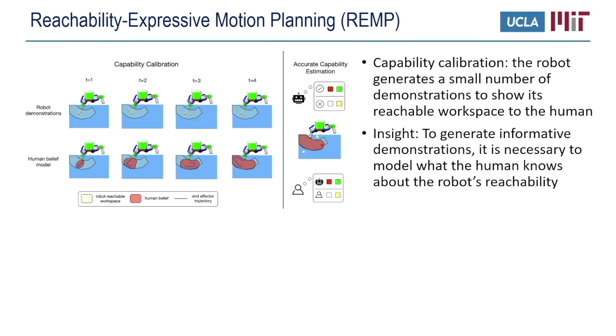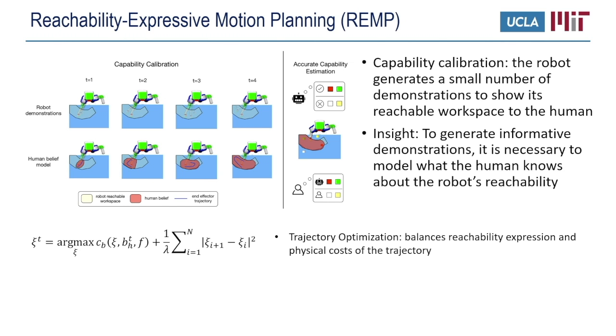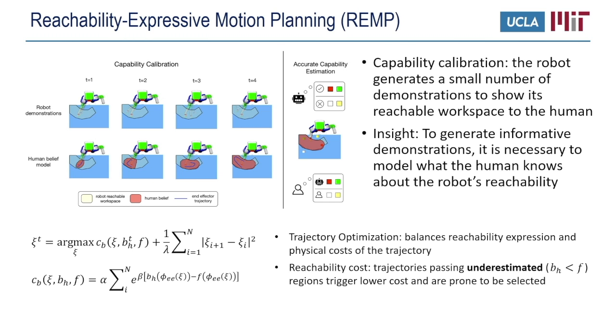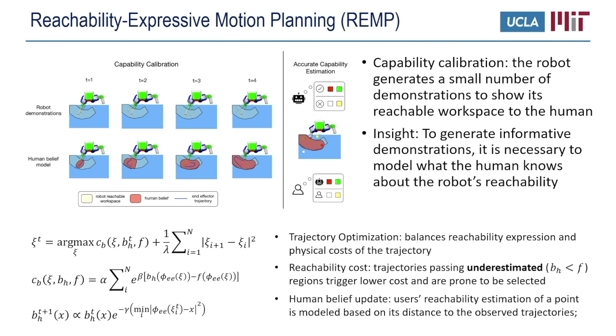To this end, we propose REMP, a reachability expressive motion planning algorithm. This is based on optimizing the trajectory to balance the reachability expressive cost and the physical cost. The reachability expressive cost would encourage the end effector to move to regions where the capability is underestimated. The user's belief of a point's reachability is modeled based on its distance to the observed trajectories. If a point is closer to an observed trajectory, it is more likely to be considered as reachable.